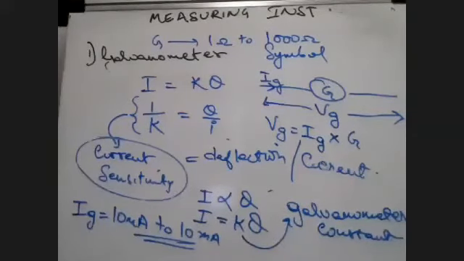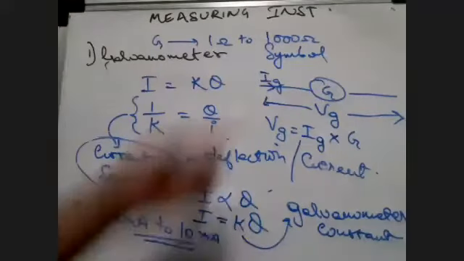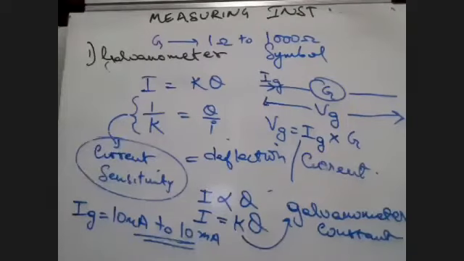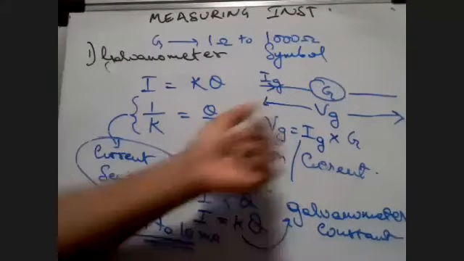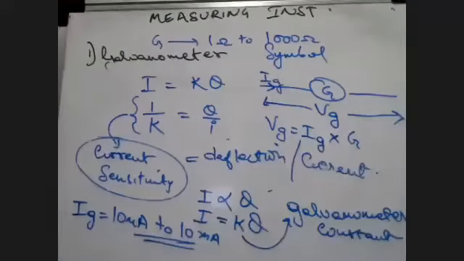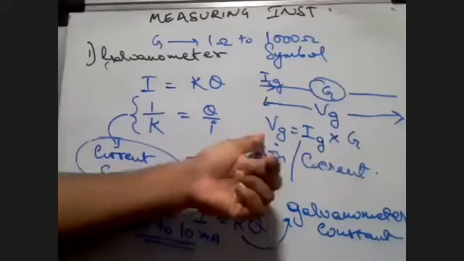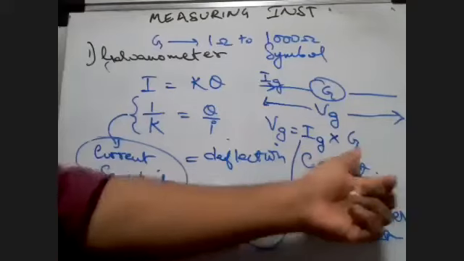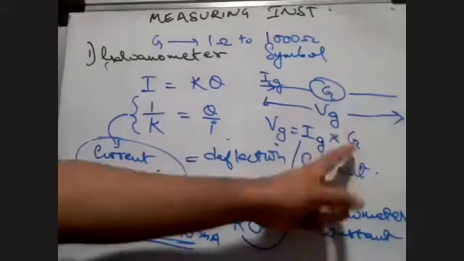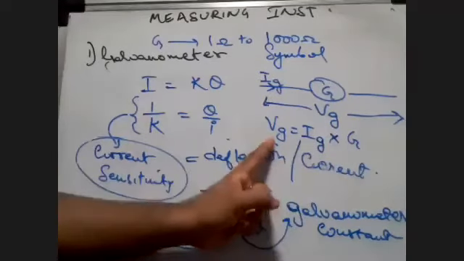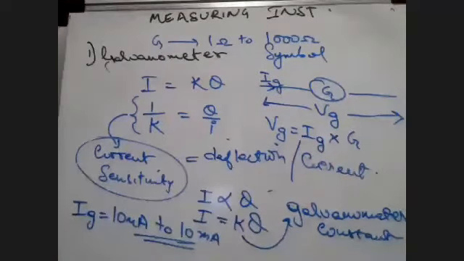Again, I'd like to revise. The galvanometer symbol is defined by G over here. The current passing through the galvanometer is Ig, and the potential difference across the galvanometer is defined as Vg. Basically you can use the formula V is equal to IR, which gives Vg is equal to Ig into capital G, where capital G is the resistance of the galvanometer, Ig is the current passing through it, and Vg is the potential difference across it.